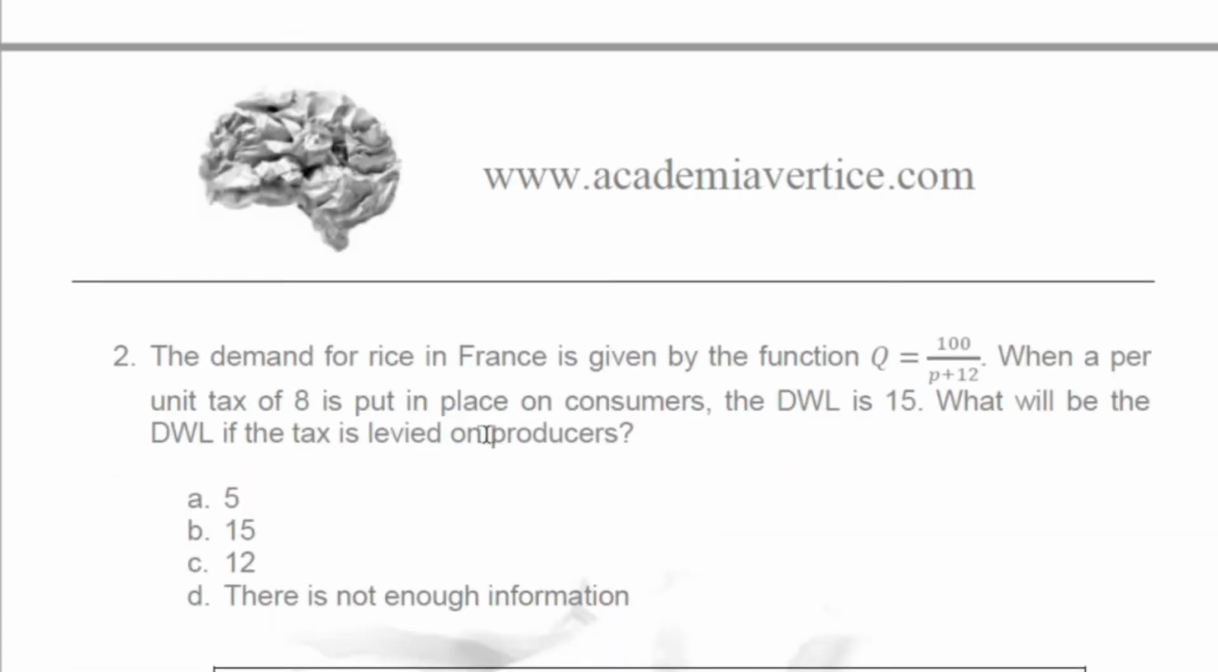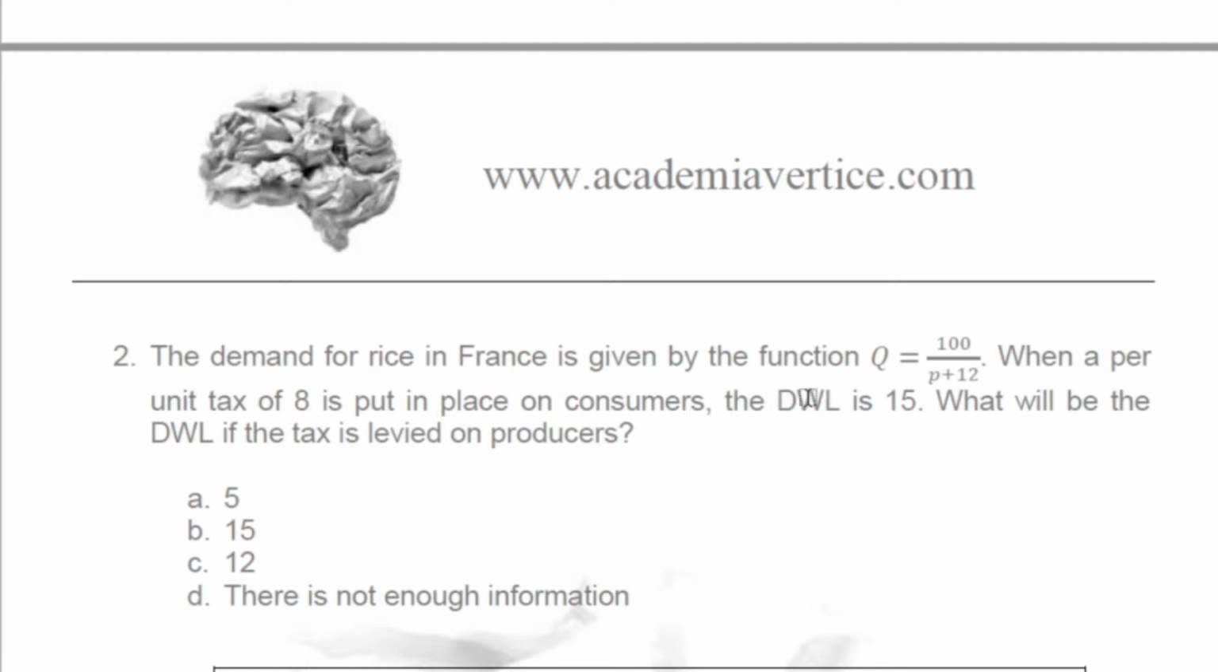Number 2. The demand for rice in France is given by the function Q equal to 100 divided by P plus 12. We see this is a hyperbolic demand. When a per unit tax of 8 is put in place on consumers, the deadweight loss is 15. What will be the deadweight loss if the tax is levied on producers?